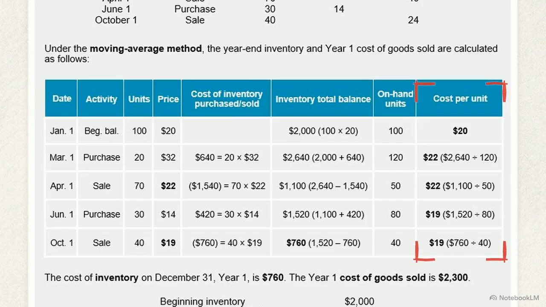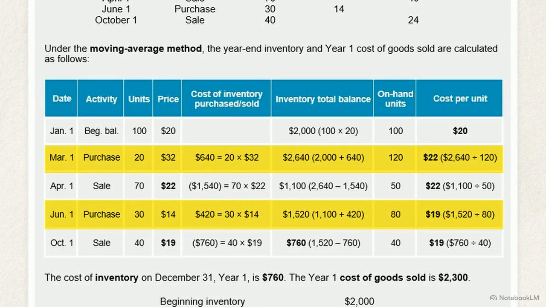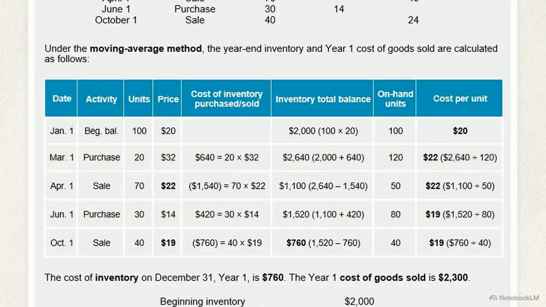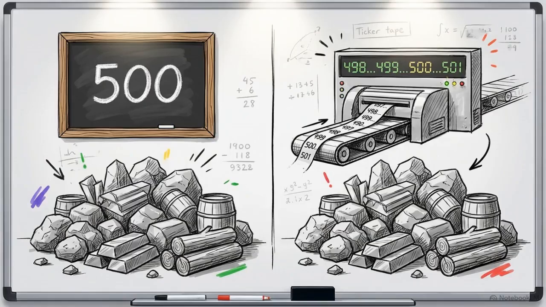In the perpetual moving average table, the cost per unit column isn't a single flat rate. Every time a shipment arrives, like on March 1st and June 1st, the software absorbs the new prices, immediately recalculating the weighted cost for the entire stockpile. Any sales that occur before the next delivery, like the one on April 1st, simply use whatever the average cost happened to be on that specific morning. The underlying purchases were identical, but by recalculating continuously rather than waiting for month-end, the company alters the mathematical valuation of its inventory.